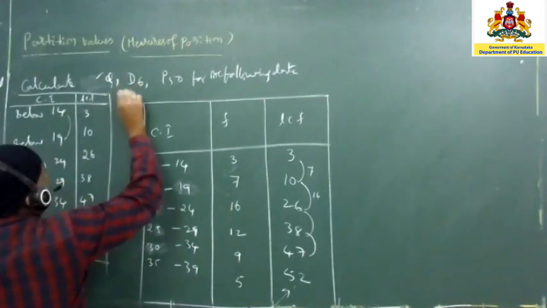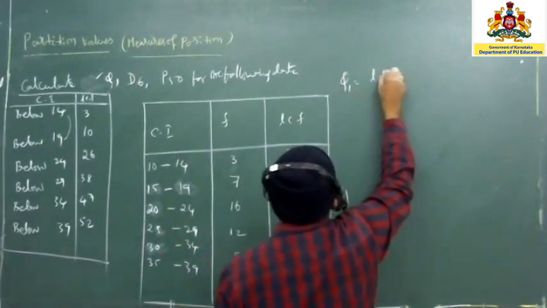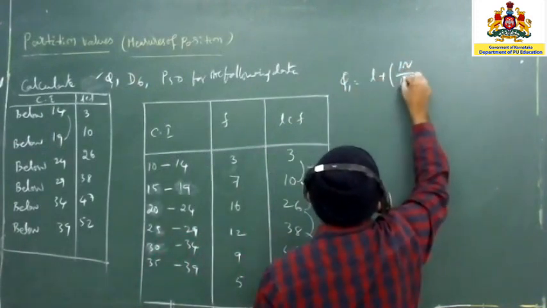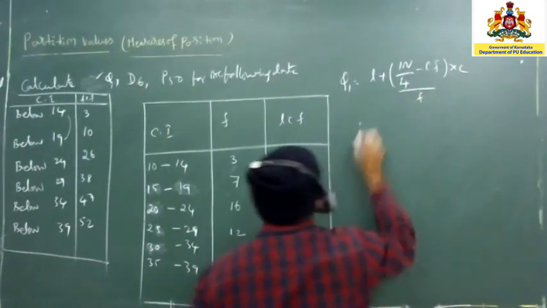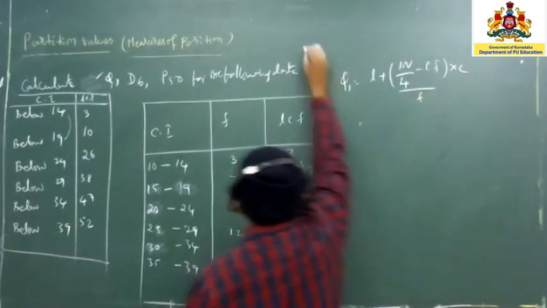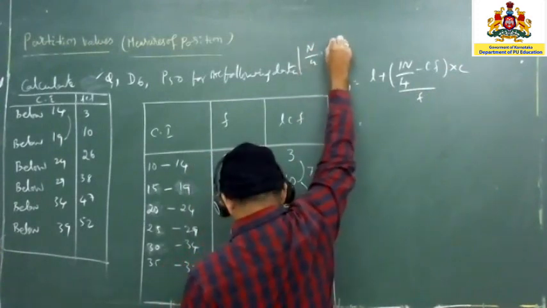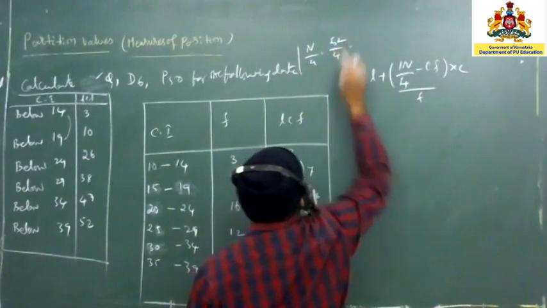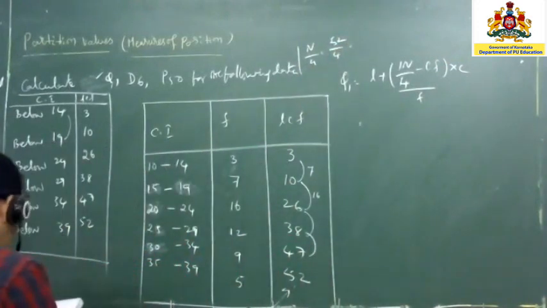The Q1. So just I'll write it here as Q1 is equal to L plus, 1 divided by 4 minus CF into C whole divided by F. So first what we have to calculate? We have to calculate N by 4. N by 4 is how much? So 52 divided by 4. 52 divided by 4 is how much? That's going to be 13, right?